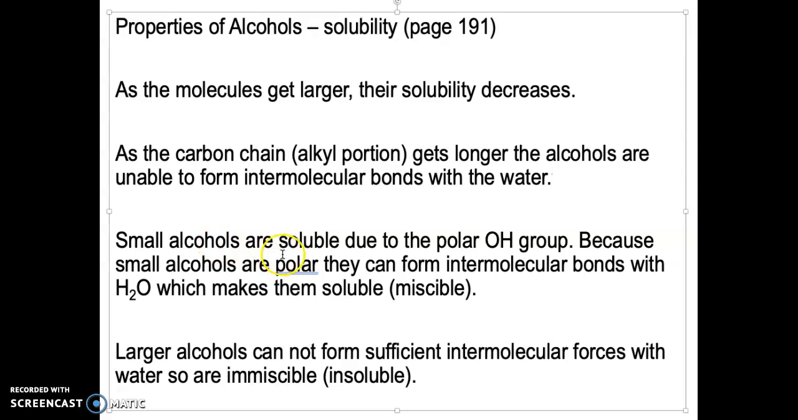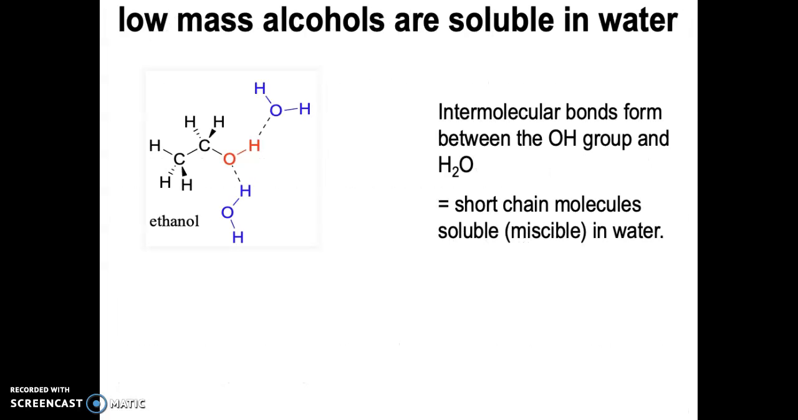Okay, so small alcohols are soluble due to having this OH group, and that is because the small alcohols are polar and they can form intermolecular bonds with the water, so that makes them soluble. Another word we use for soluble is miscible. Now, as the larger alcohols cannot form these intermolecular bonds with water, they are immiscible. I need to explain this a little bit further, so follow through.